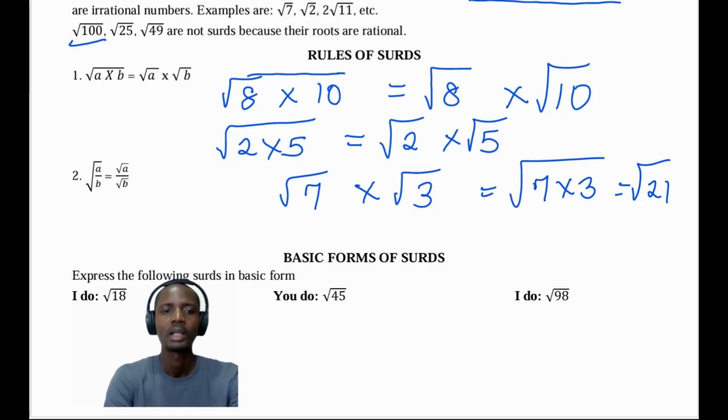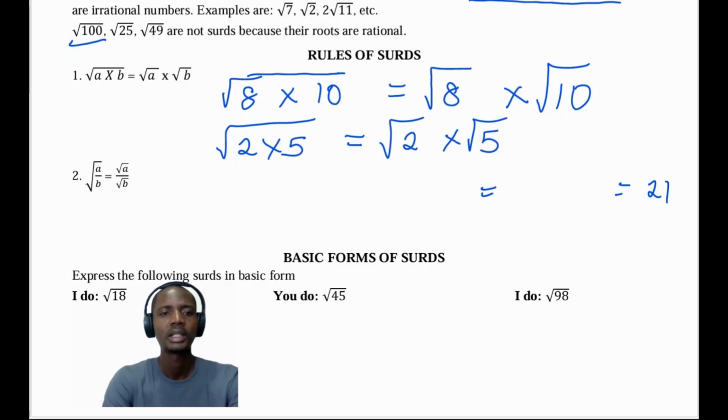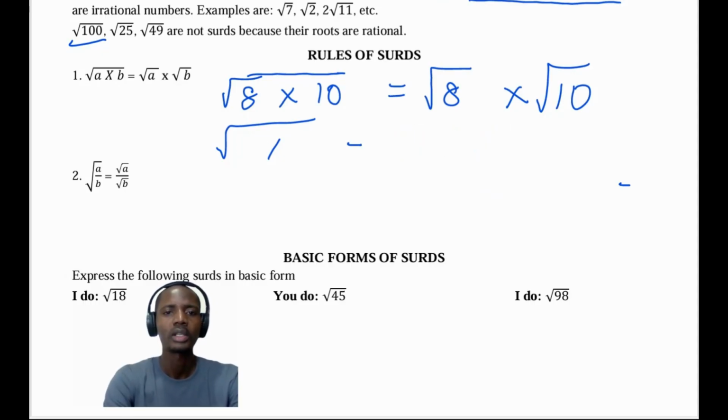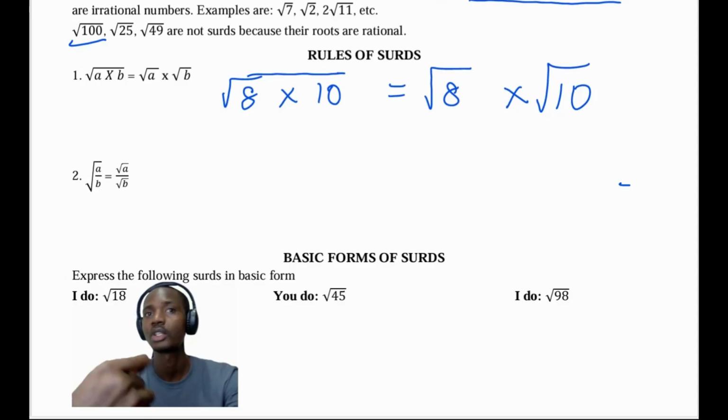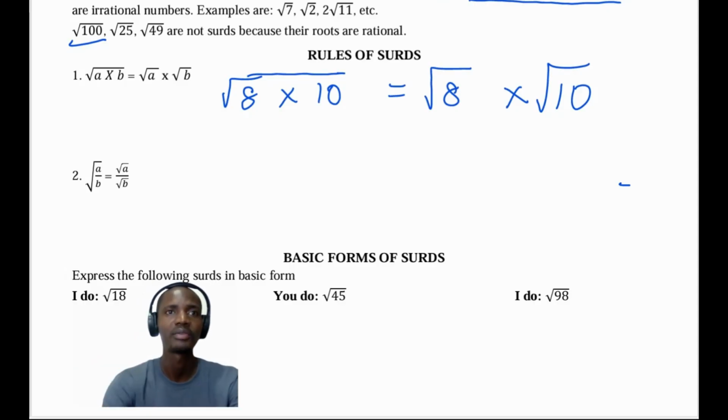Okay. For the division, what if I have roots A over B? Mind you, it can be a cube root, it can be a square root, the fourth root, the fifth root. Right? So generally, I'm just using roots. So root A over B is equal to root A over root B.